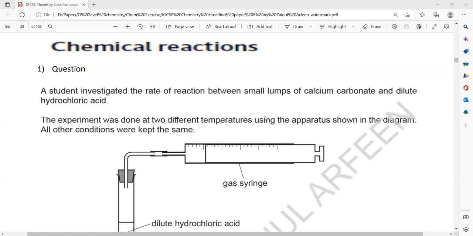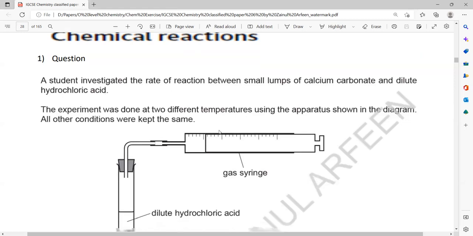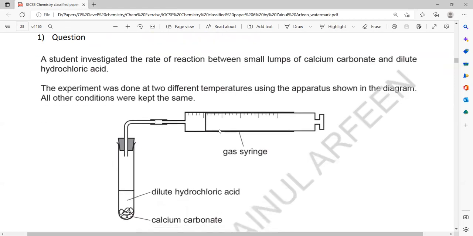I will share the answer key with you. A student investigated the rate of a reaction between small lumps of calcium carbonate and dilute hydrochloric acid. This is page 28. The experiment was done at two different temperatures, using the apparatus shown in the diagram. All other conditions are kept the same.